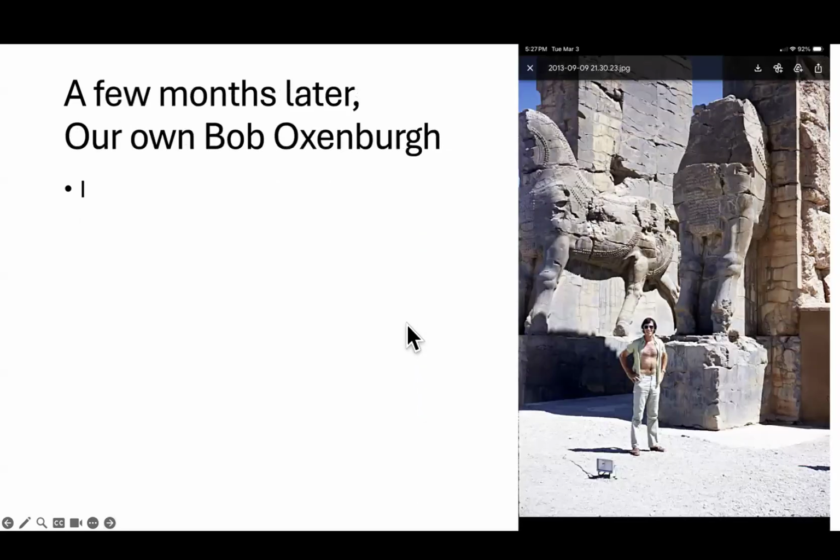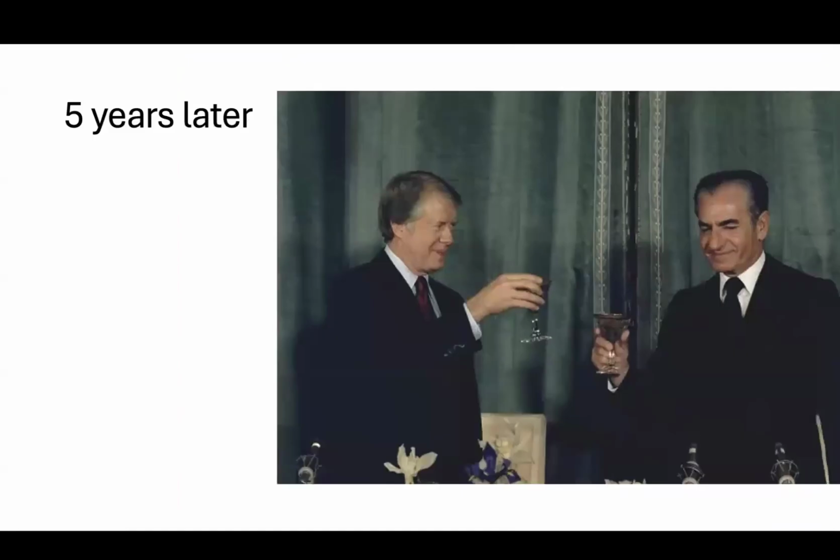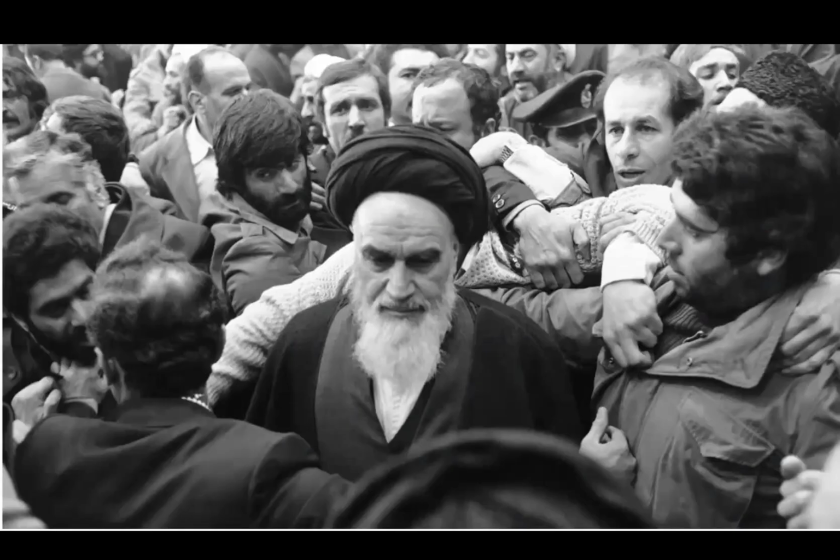We talked about it before because some of our members were also there. This is Bob Oxenborough, as we immediately recognize. And this is Iko. So we were in the neighborhood. 5 years later, after we were there, Jimmy Carter and the Shah are toasting each other on New Year's Eve, and it was ill-fated. Toasted there because Khomeini was in the wings.